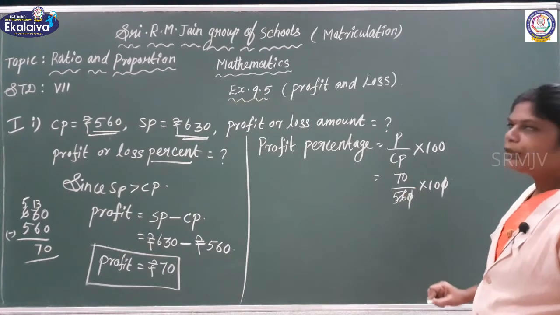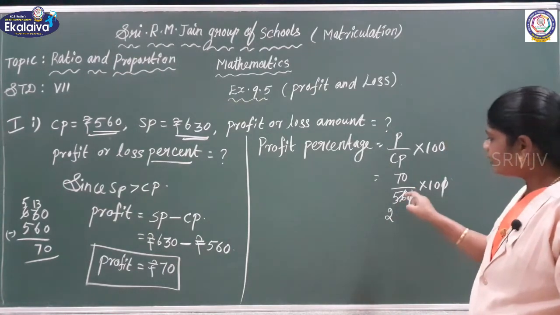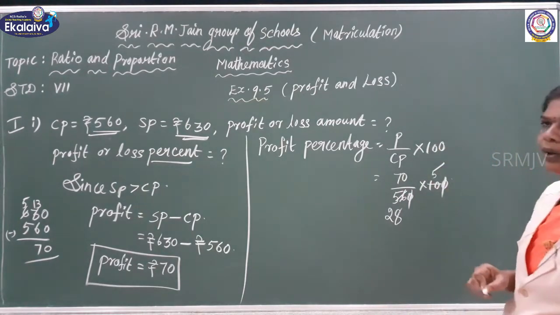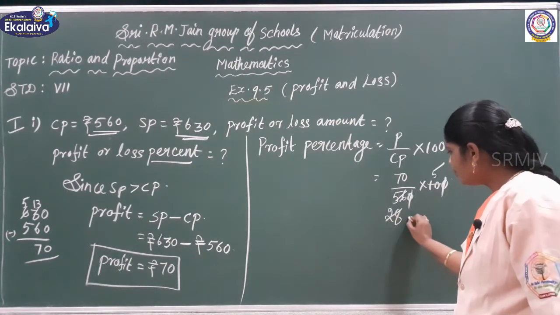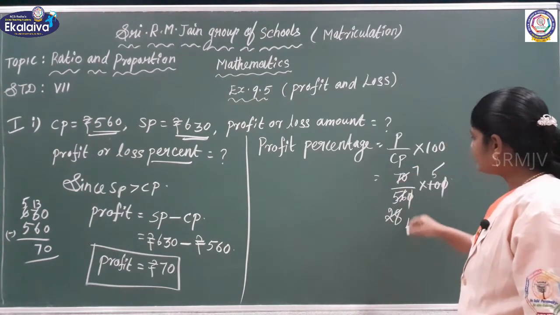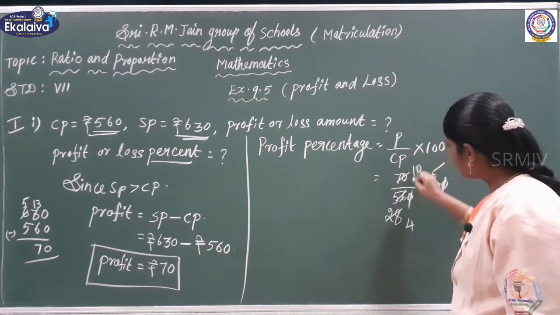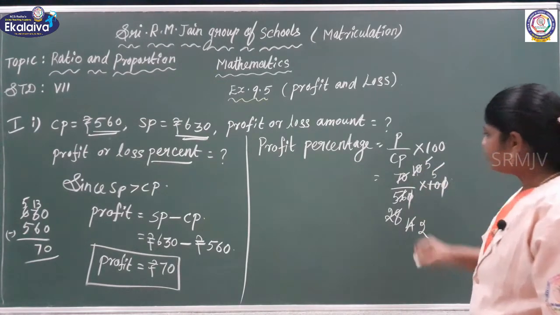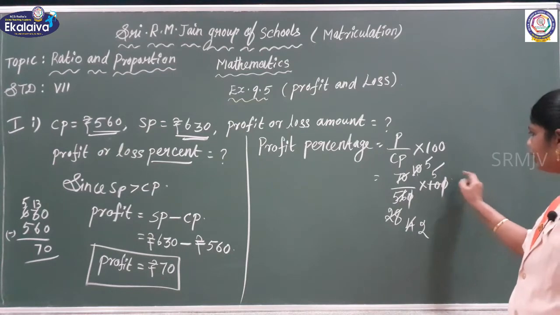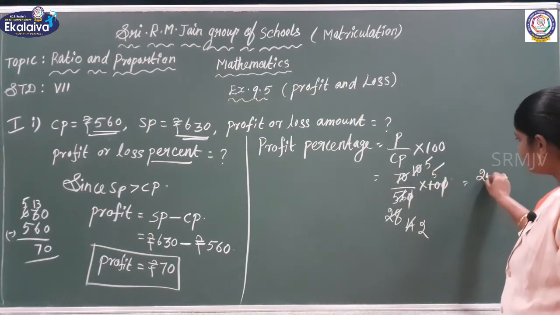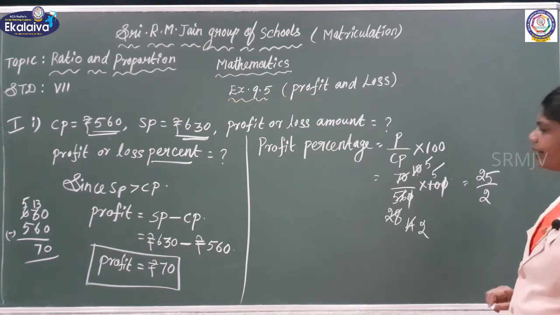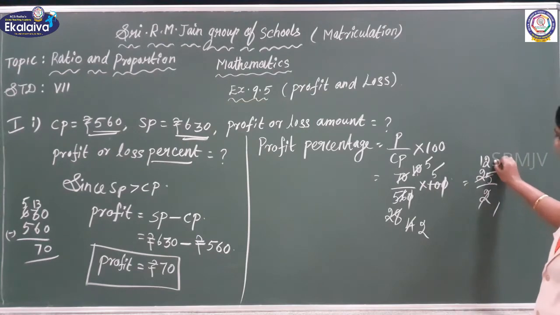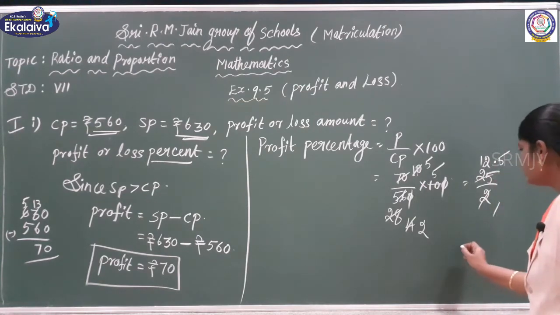Divide by 2: 2 2s are 4, remaining 1, 8 2s are 16, 5 2s are 10. Then divide by 7: 4 7s are 28, 10 7s are 70. Then 2 2s are 4, 2 5s are 10. Now 5 into 5, numerator, 5 5s are 25 by 2. When we divide this, what will you get, children? 2 1s are 2, 2 2s are 4, keep the decimal and add 0, 5 2s are 10. So what is the answer you are getting, children?